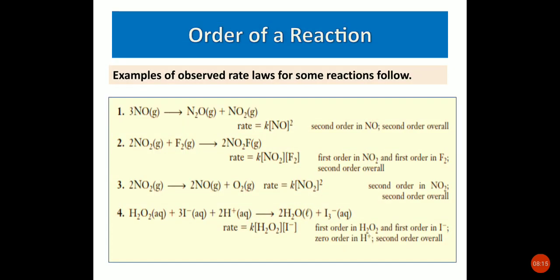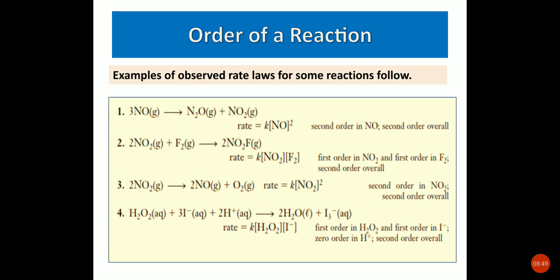Now we can see some examples for order of reaction. If the order of reaction is 0, that reaction is known as zero order reaction. If the order is 1, it is known as first order reaction. If the order of reaction is 2, it is known as second order, and so on. So the examples: 3NO gives N2O plus NO2, rate is equal to K into concentration of NO squared. So second order with respect to NO. So the overall order of the reaction is 2 because the sum of the powers of the concentration is 2.